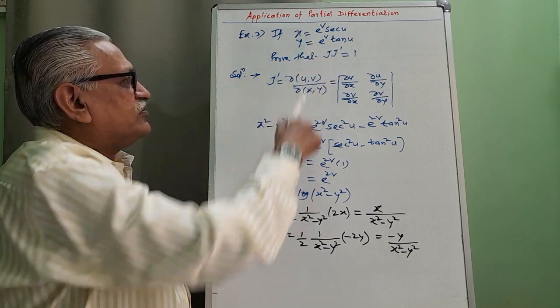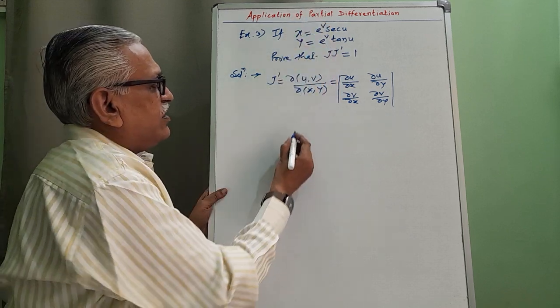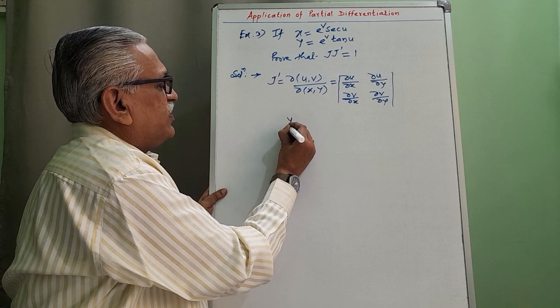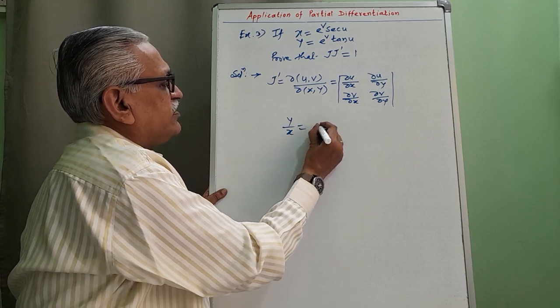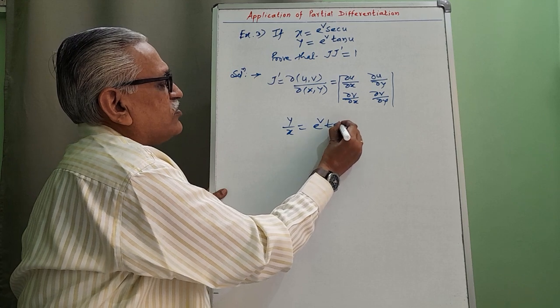Then we take the ratio of y by x, and therefore we get y by x is equal to y, which is e raised to v into tan u.